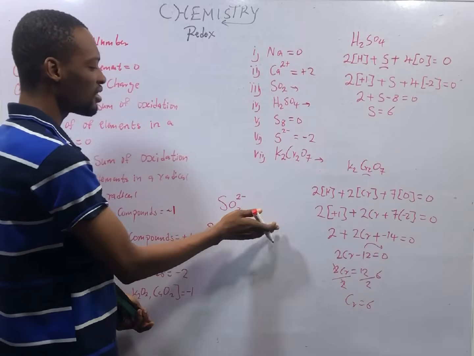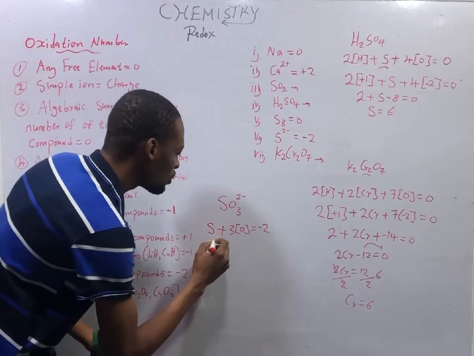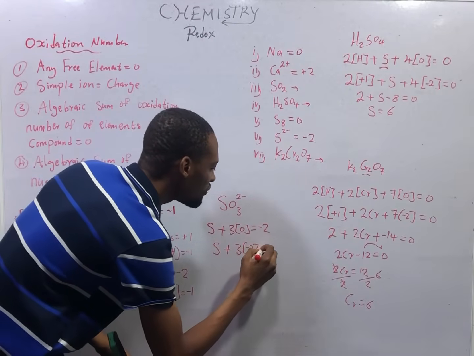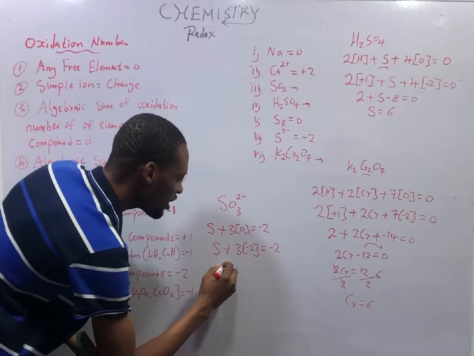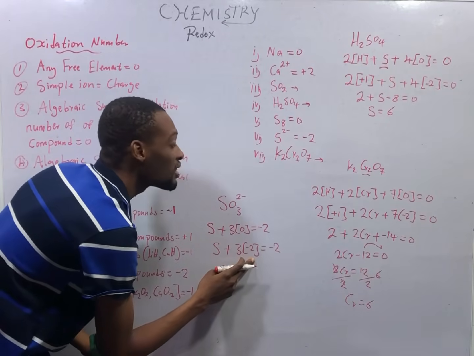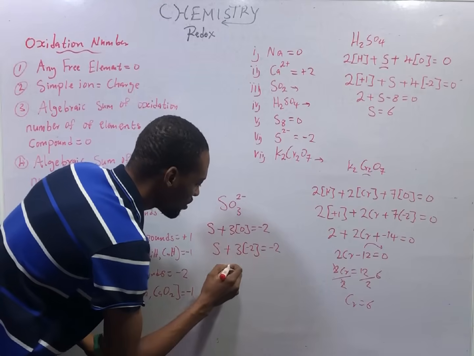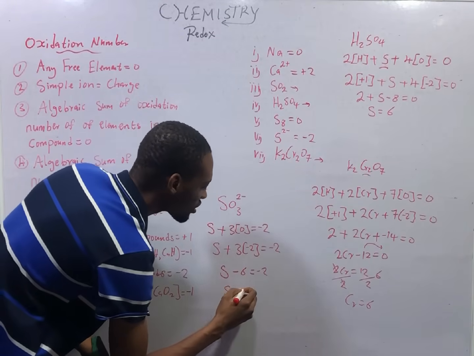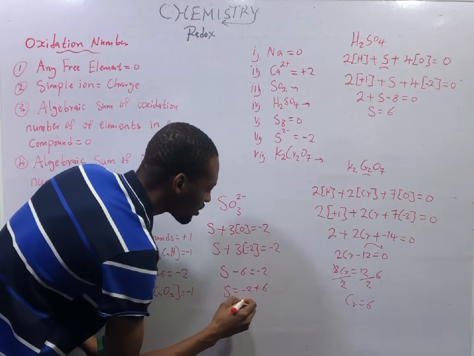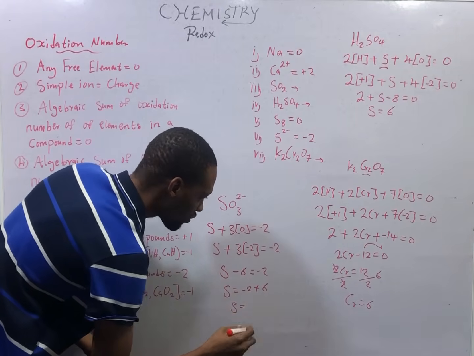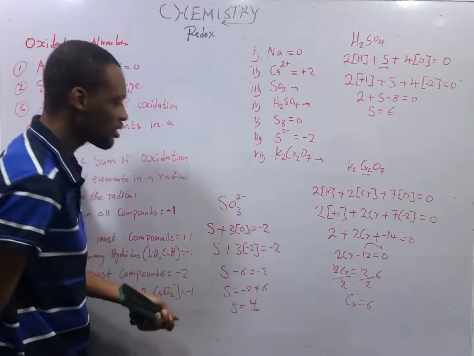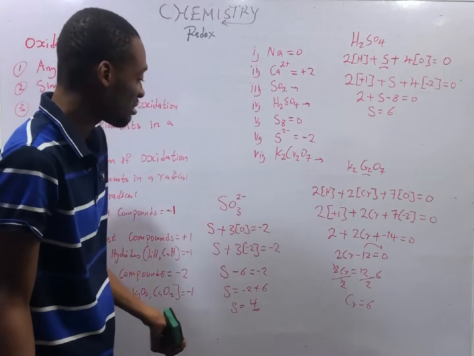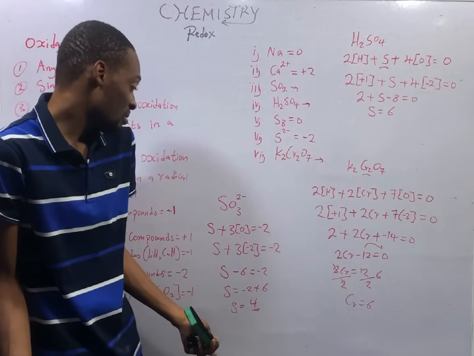In this case, this is a radical. The oxidation number is the charge on the radical. So we simply have S plus 3 times -2, and everything equals -2. 3 times -2 is -6, so S minus 6 equals -2. S is equal to -2 plus 6. S is equal to 4, if I am correct. So this is sulfur 4 oxide, because the oxidation state of sulfur is 4.